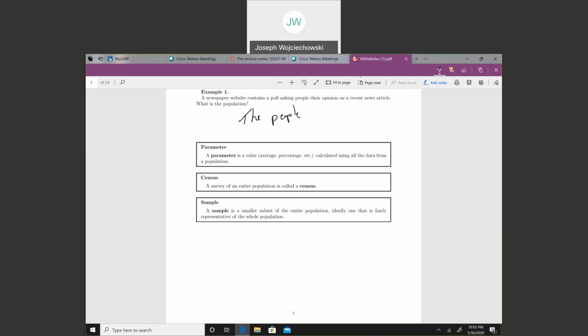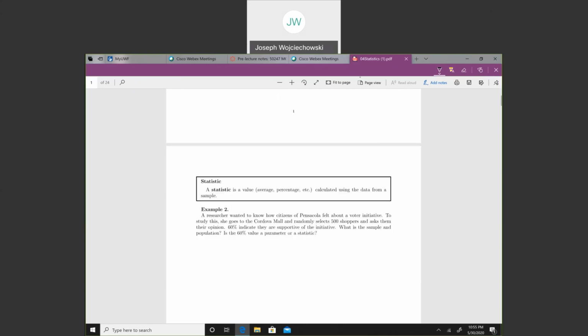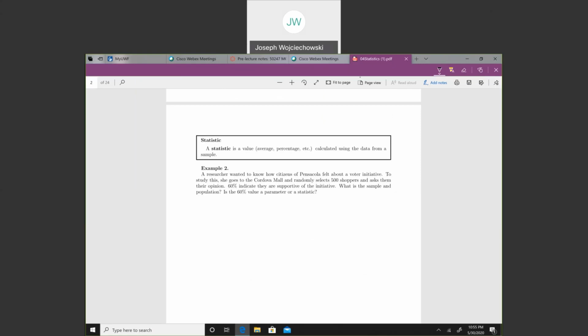A parameter is a value, such as an average or a percentage, calculated using all the data from a population. This is a survey of the entire population. We just had a census this year. A sample is a smaller subset of the entire population, ideally one that is fairly representative of the whole population. A statistic is a value, an average or percentage, calculated using the data from a sample. So population gives us parameters, samples give us statistics.